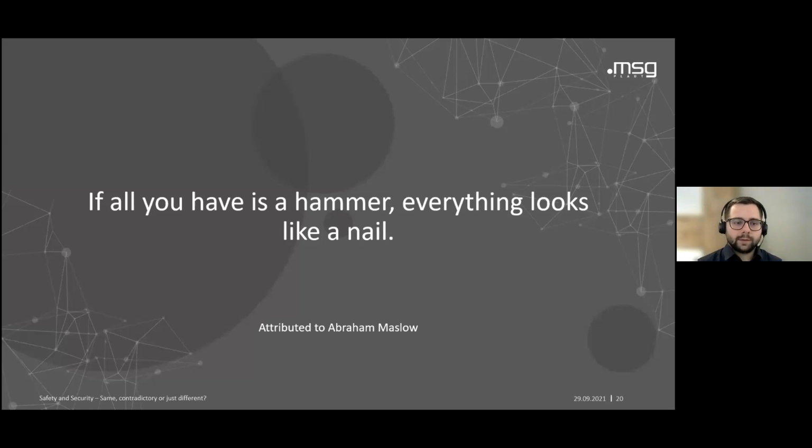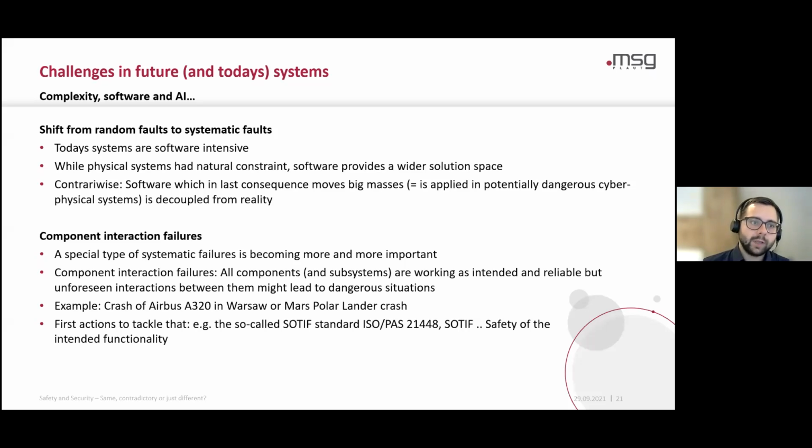So the problem till now is that if we have a hammer and all the tools, we try to apply that to the new systems. When all that we have is a hammer, then everything looks like a nail. And in our context, we have the FMEA, we have FTA, all these concepts, and try to apply them to software. This was okay until a point, but now we have a lot of software in our systems, and this approach will not be sufficient any longer. We have the challenge that we don't deal with random faults, where we simply can make everything reliable and have everything redundant. Our systems are very software intensive. And physical systems always had a natural constraint.